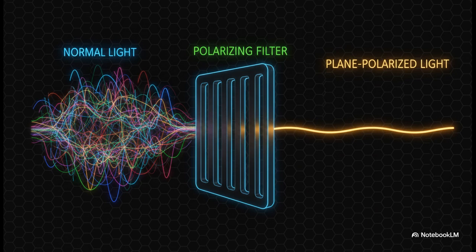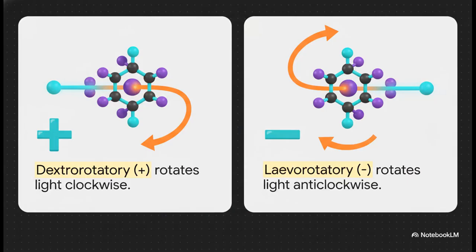This is where we actually see the physical difference between our left and right-handed enantiomers. Now, here is where the magic happens. When we shine this plane-polarized light through our enantiomers, look at the comparison. If you have the dextrorotatory, or positive enantiomer, it actually grabs that light and rotates it clockwise. But if you have its mirror image twin, the levorotatory, or negative enantiomer, it rotates that exact same plane-polarized light anti-clockwise. Left-handed and right-handed molecules bending light in absolute opposite directions.